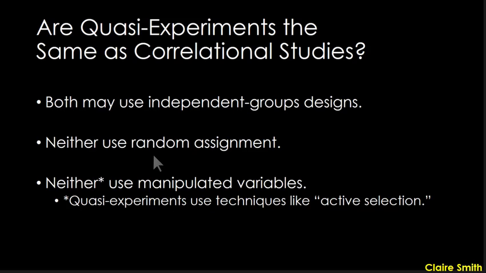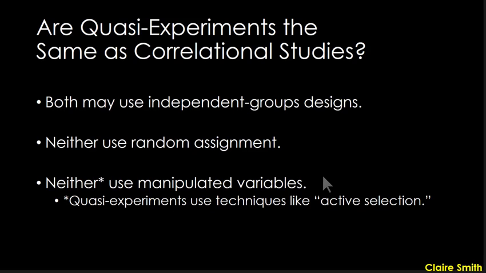But both don't use random assignment, right? So they're just looking at people in their natural habitat, if you will, and then measuring different levels of other variables. So they're not randomly assigning, and they're not manipulating variables at all, right? So in both cases, you don't have true independent variables that the researchers are manipulating. So they're pretty similar, right?